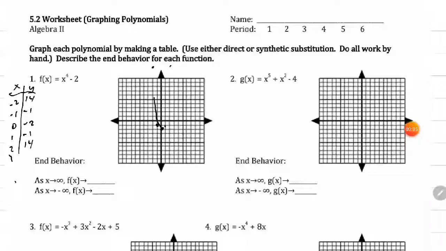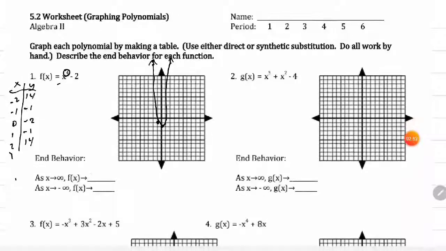So when we graph it, we obviously know where this is going. But we always remember our degree is even, and our coefficient of +1 is positive. So that means as x goes to infinity, y goes to infinity. As x goes to negative infinity, y still goes to positive infinity.